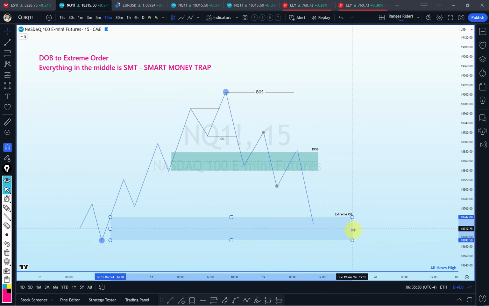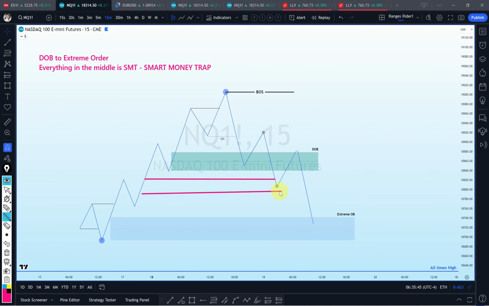So this is the extreme order block. And from the extreme order block, we will again look for the confirmation entry. But if we disrespected the DOB, anything in the middle, this is the order block, maybe here is the order block, maybe here is the order block, they are all SMT. We are not looking for long unless we reach the extreme order block.